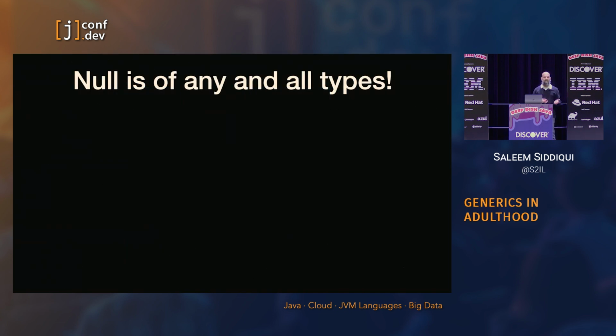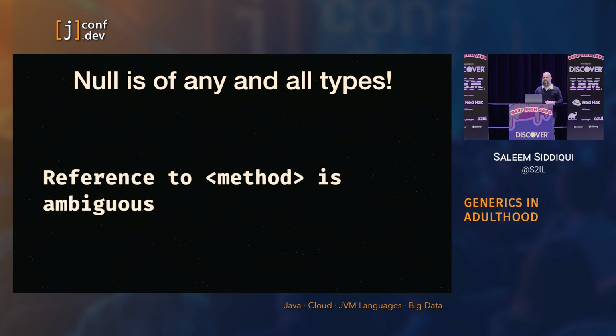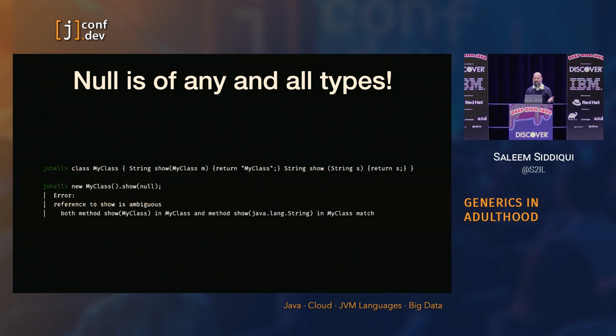Null is of any and all types. From a type standpoint, it's like an amoeba. It can take whatever shape its surroundings are, and it will be type checked. And we'll see the implications of this throughout this conversation. So this is what gives rise to "method is ambiguous" errors, which, if you have seen them, are an annoyance outside of generics. That's an outcome of the fact that null is of any and all types in Java. It's very easy.